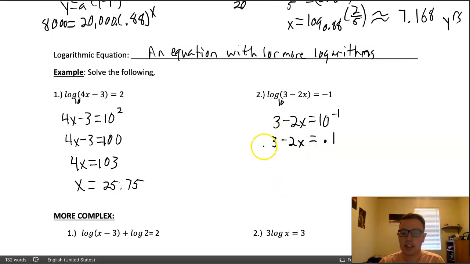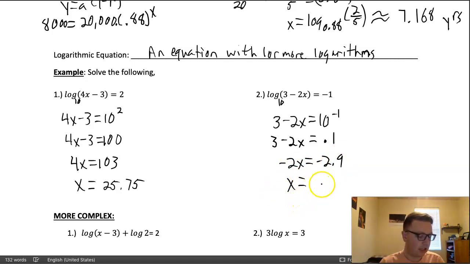How do we solve this? Well, we have a positive 3. We're going to subtract it over. We get negative 2x is equal to 0.1 minus 3, or negative 2.9. And then we're going to divide that by negative 2 to get x is equal to 1.45. So when dealing with the logarithm, all we need to do is take the base and move it over to the other side as the base of the exponent.